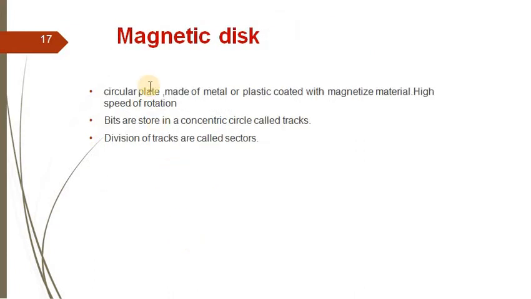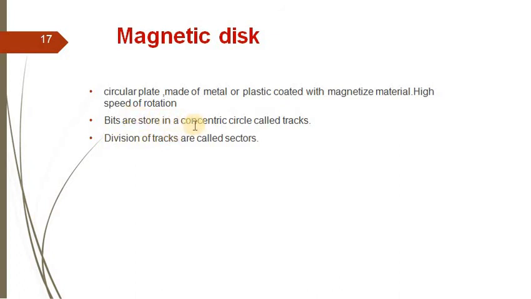A magnetic disk is a circular plate made up of metal or plastic coated with magnetized material, in high speed rotation. In olden days, magnetic tapes were used for storage, that is, as secondary storage or auxiliary memory. Bits are stored in concentric circles called tracks. Divisions of tracks are called sectors. This is the important thing you should note.